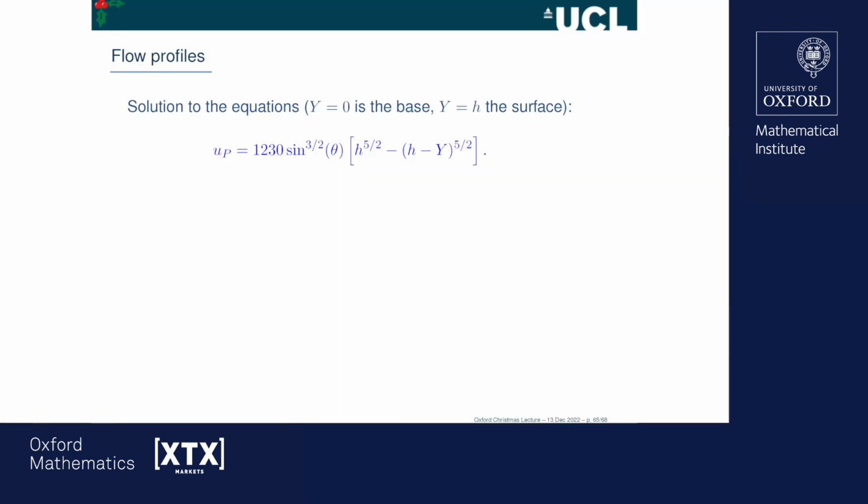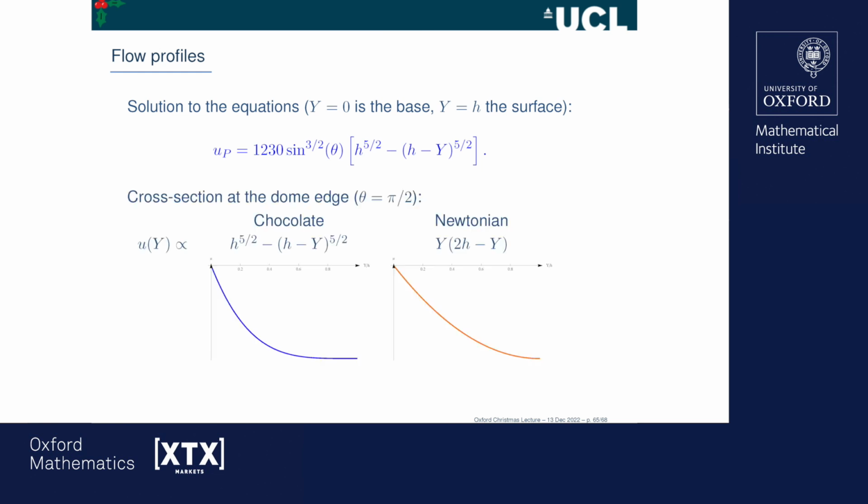So we can solve them because they're so simple. It's a bit messy. It's got 5/2s in it and stuff, but it's not impossible by any means. And if I plot it against the depth to look at what the velocity is doing, I said I was going to go back to the Newtonian one. So you can do Newtonian as a special case of power law. You just pick your n to be equal to 1. So on the left, I've got what chocolate really does with the power law. And on the right, I've got what it would do if it was Newtonian.